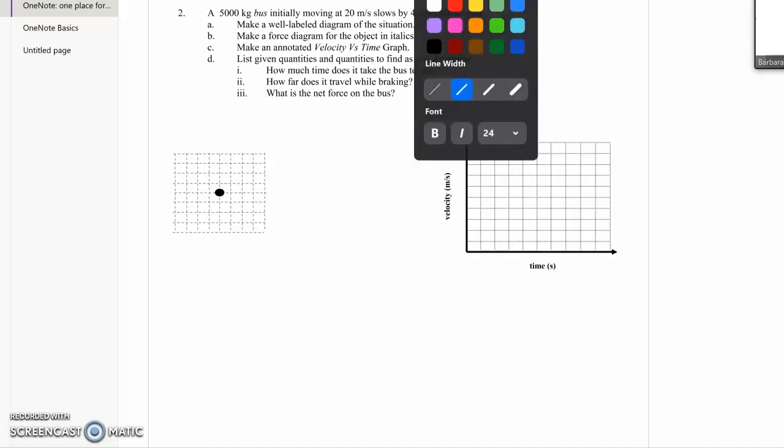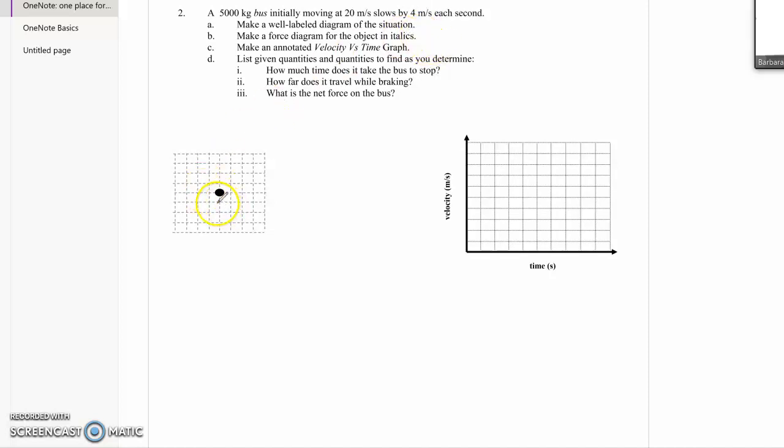Okay, guys, let's take a look at number 2. We have a bus, right? It's driving along the road. It has an initial velocity of 20 meters per second. It is slowing, so the acceleration is in that direction. The V final, we're not sure what that is, okay?